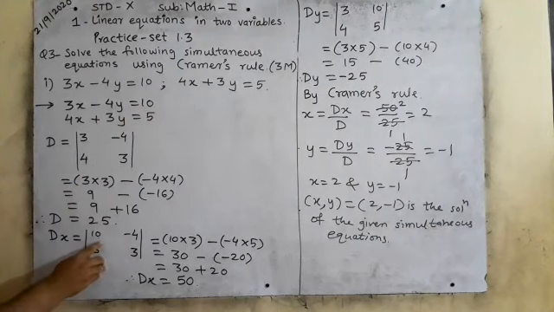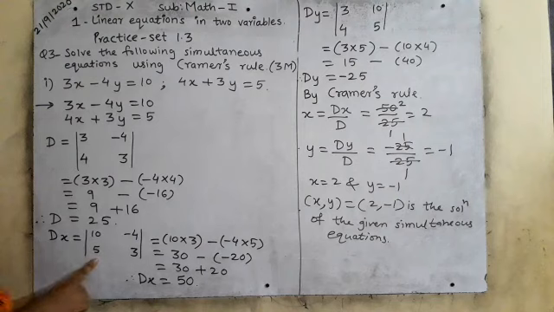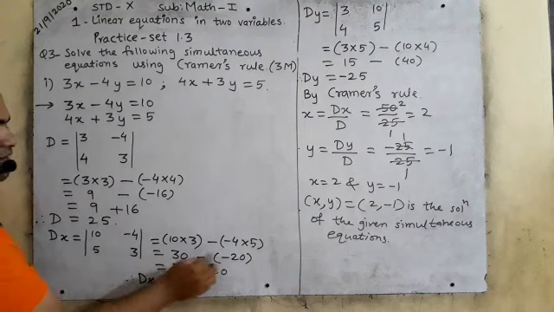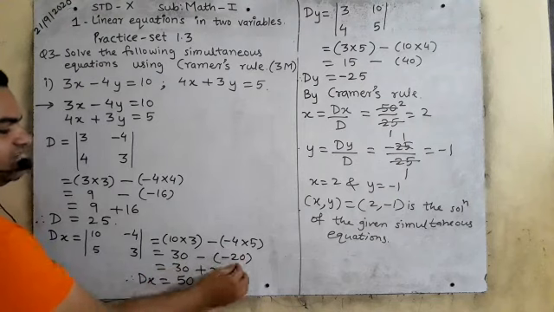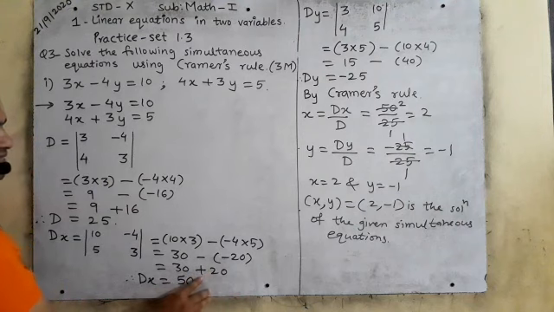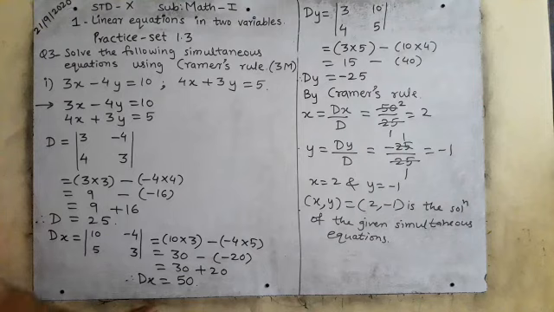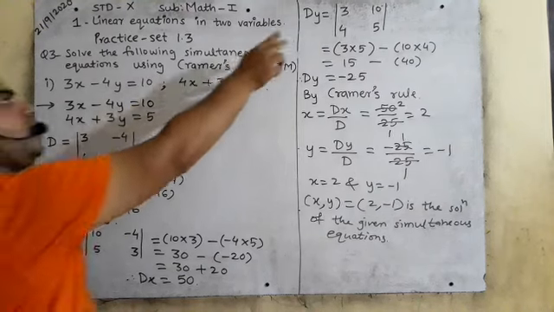Then you have to multiply 10 multiplied by 3, minus 4 multiplied by 5. Clear? 10 threes are 30, minus and minus 4 fives are minus 20. Minus multiplied by minus is plus. 30 plus 20 is 50. So dx came 50. Now d, after d is dx, and after dx is dy.